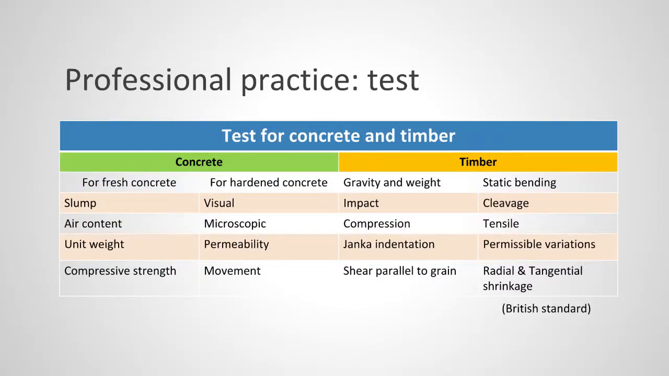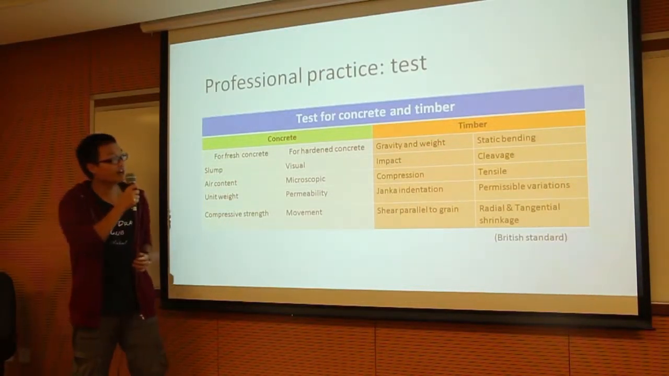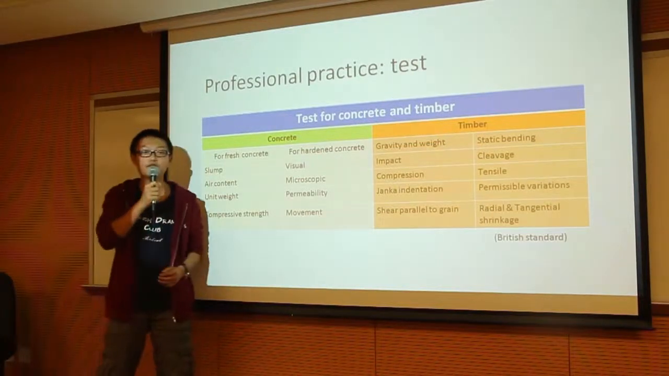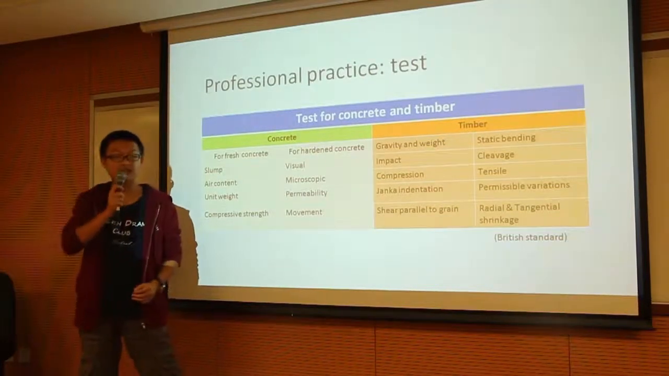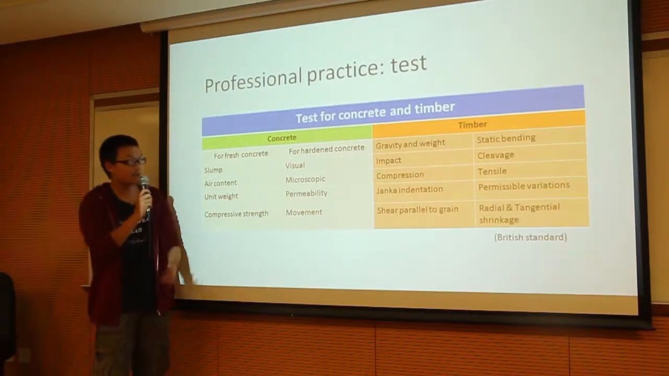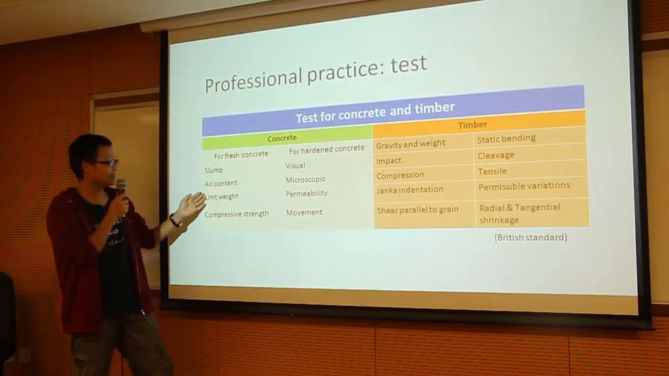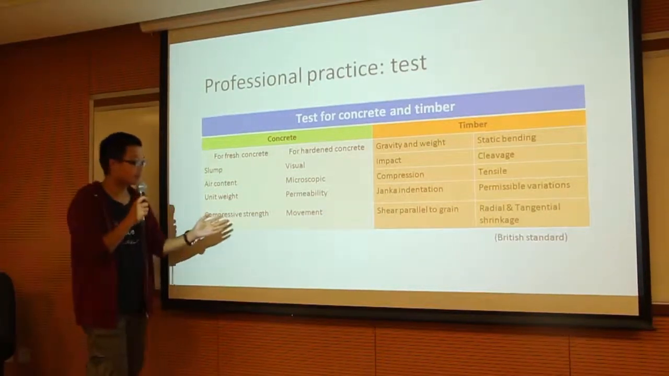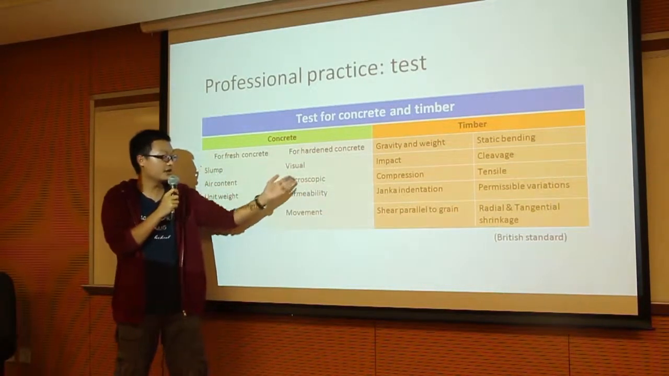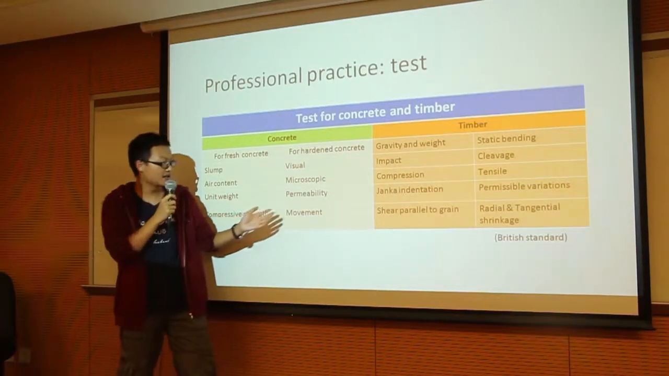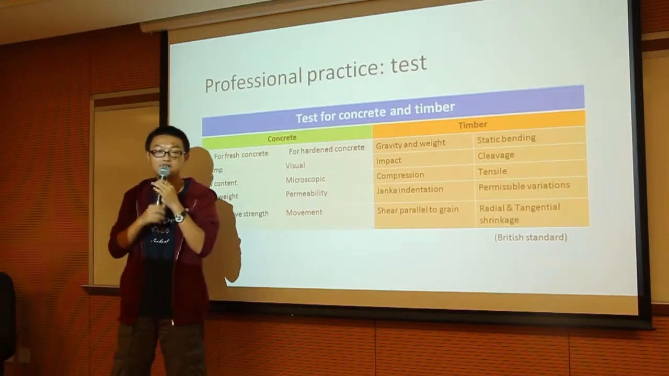This slide starts the second part of professional practice, the test of materials. As we have mentioned before, this test is mainly focused on quality control and avoiding the potential problems mentioned in the previous slides. First, as for concrete, there are 2 kinds of tests. For fresh concrete, the slump test, air content, unit weight, and compressive strength are commonly used. And for hardened concrete, visual test, microscopic test, permeability test, and movement test are very common on the construction site.